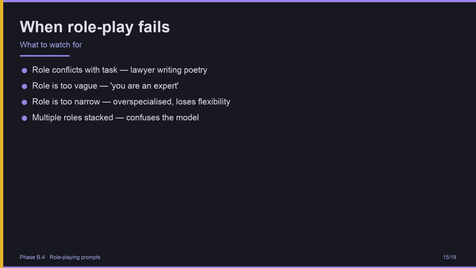When does roleplay fail? When the role conflicts with the task. A lawyer writing poetry gets you awkward formal verse. When the role is too vague, "you are an expert" doesn't bias anything specific. When the role is too narrow, over-specialized, the model loses flexibility. When multiple roles are stacked, it confuses the model about which voice to use. Pick one specific role and commit.